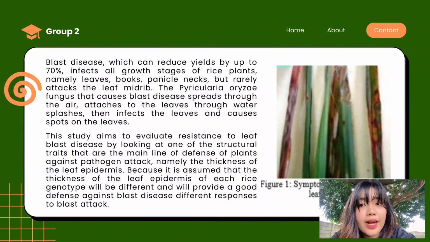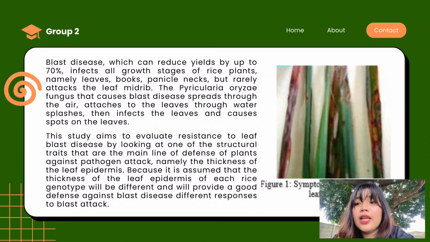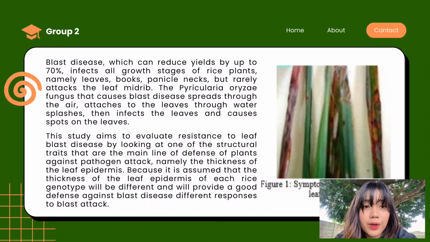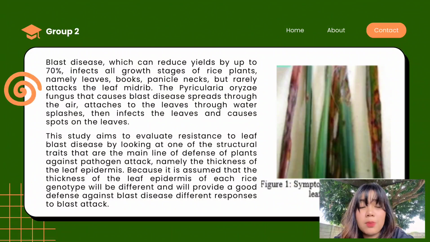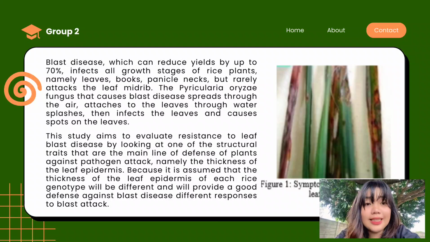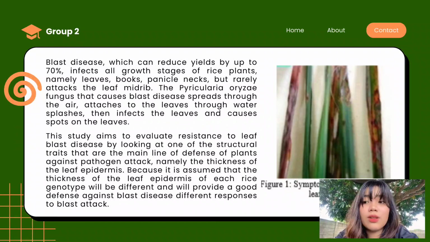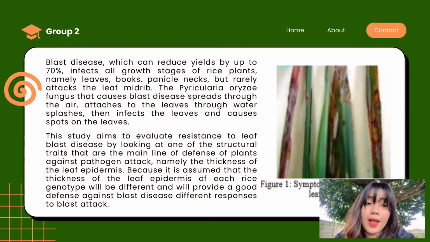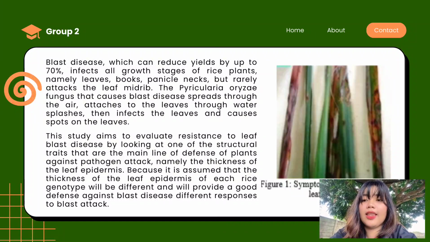It infects all the growth stages of rice plants, namely leaves, nodes, panicle necks, and barely attacks the leaf midrib. Also, the Pyricularia oryzae fungus that causes blast disease spreads through the air, attaches to the leaves through water splashes, and then infects the leaves and causes spots on the leaves. This study aims to evaluate the resistance to leaf blast disease by looking at one of the structural traits that are the main line of defense of plants against pathogen attack.